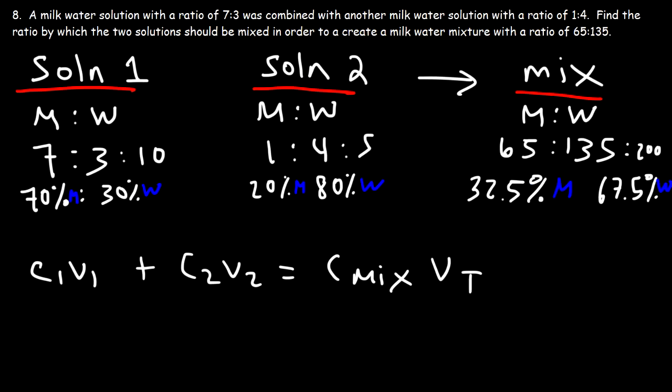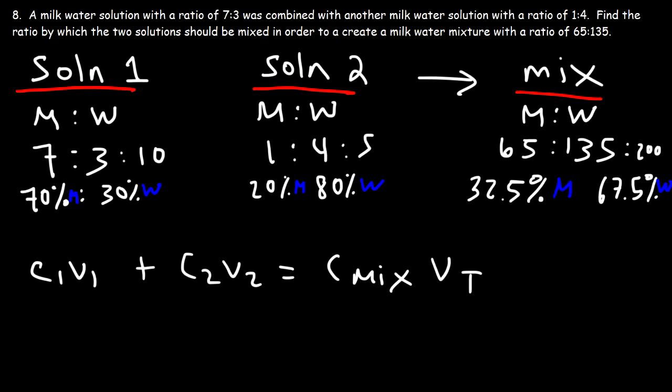Now here is a question for you. What should we use for C1 and C2? Should C1 be the concentration of the milk? Or should it be the concentration of the water? Or should it be a combination of both?